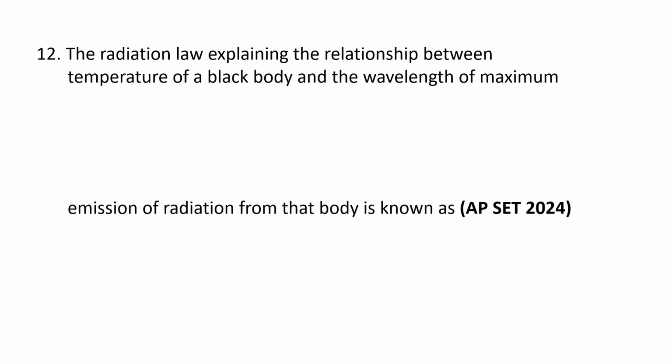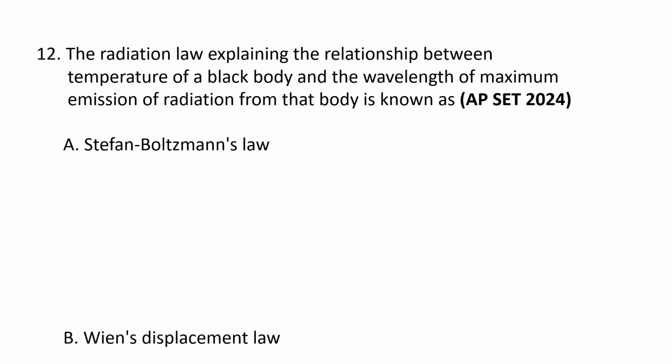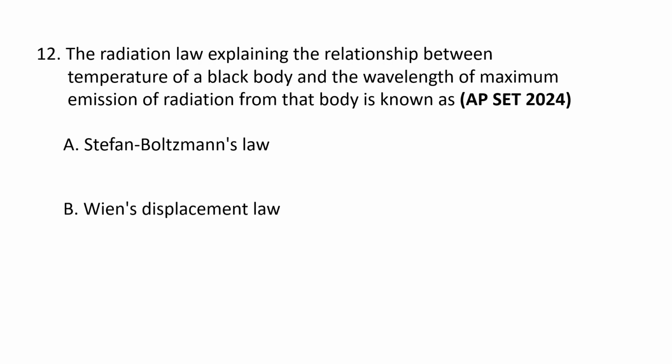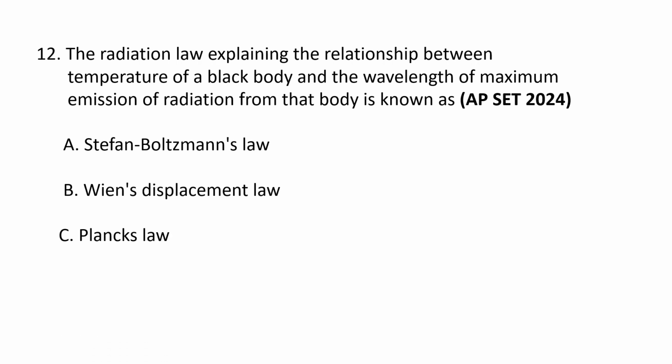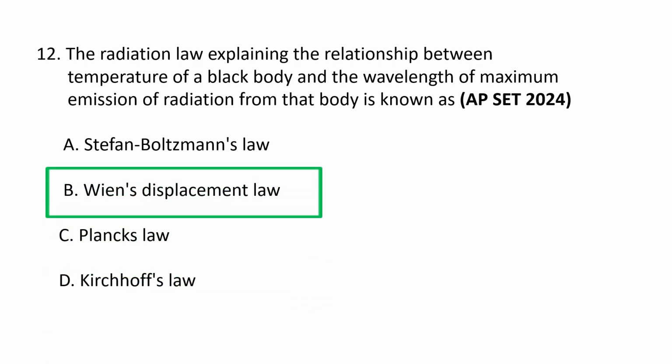Next question. The radiation law explaining the relationship between the temperature of a black body and the wavelength of maximum emission of radiation from that body is known as A. Stefan-Boltzmann's law, and B. Wien's displacement law, C. Planck's law and D. Kirchhoff's law. So the correct option is B.